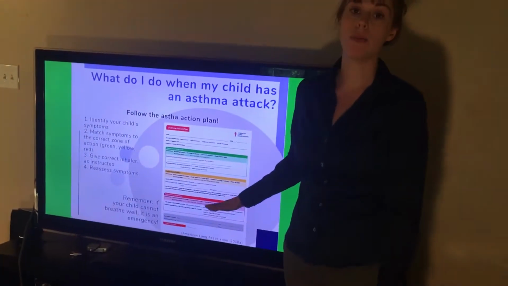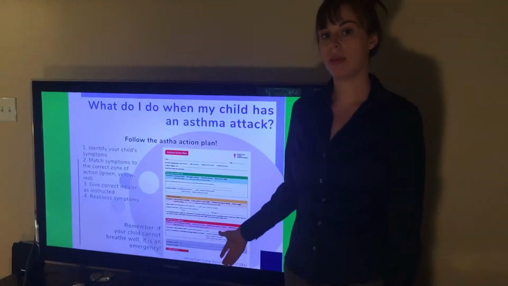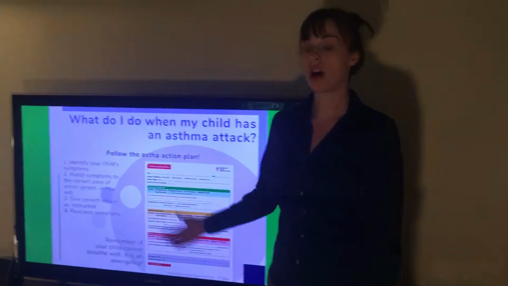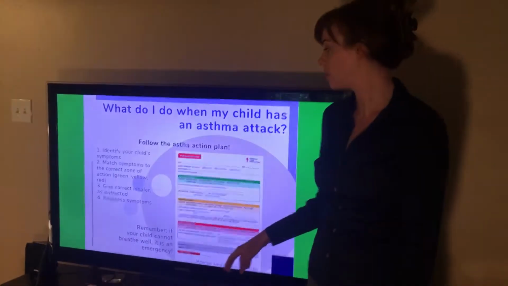Red zone is going to be more urgent. Sometimes that's where you'll start implementing things like oral steroids and some longer acting drugs that are going to get you out of this acute exacerbation.